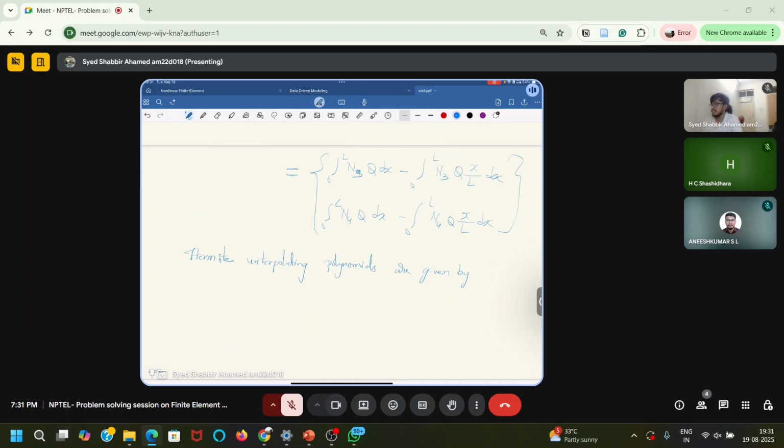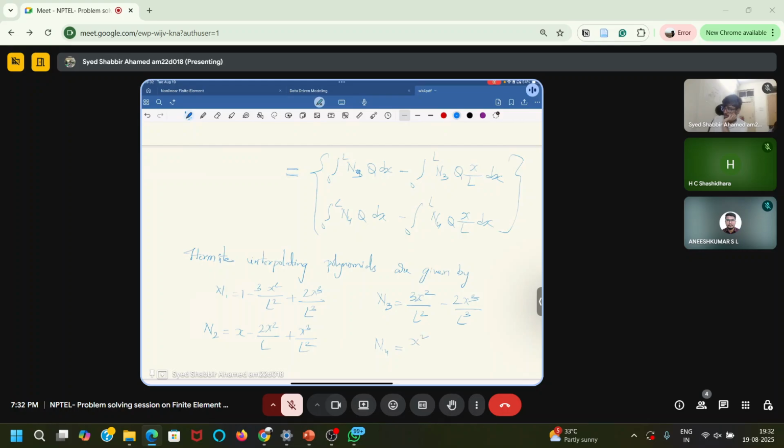We have already seen this in the class. You can go and derive. So N1 is 1 minus 3x square by L square plus 2x cube by L cube. Similarly, we have N2 equals x minus 2x square by L plus x cube by L square. N3 equals 3x square by L square minus 2x cube by L cube. We have seen the derivation of this.